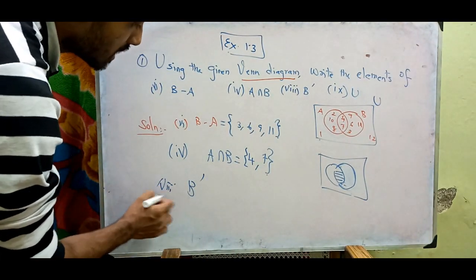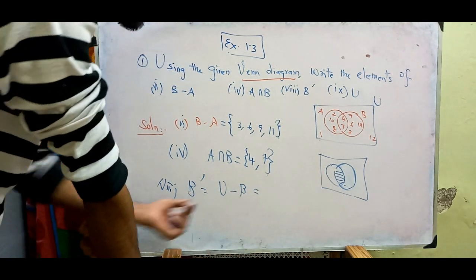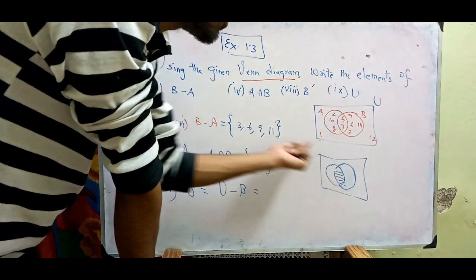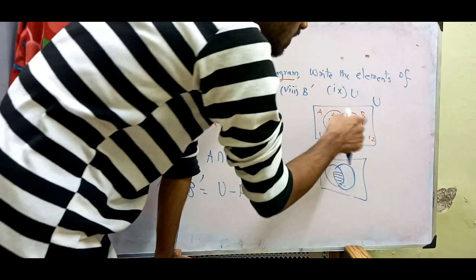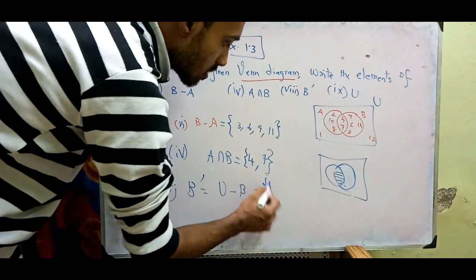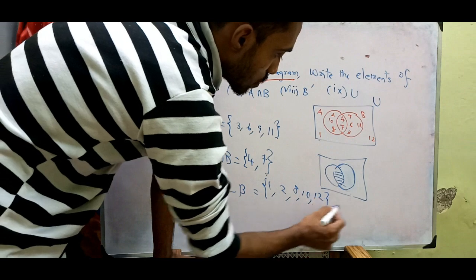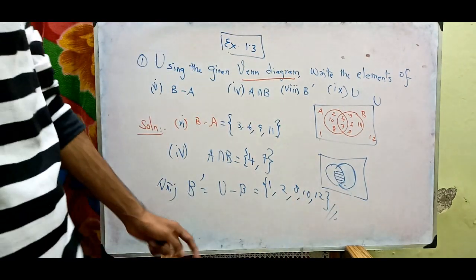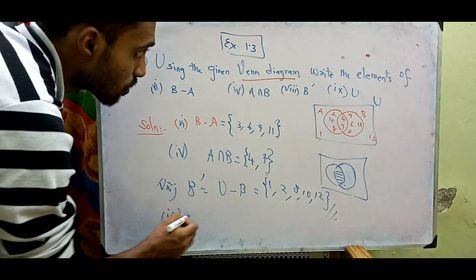Okay, so B dash, the eighth question. B dash is nothing but U minus B. So in U, you just remove the B part alone. So the B part is this one, 1, 2, 8, 10 and 12. This is B dash. Okay, so U is the whole thing. So that is what the last question is.